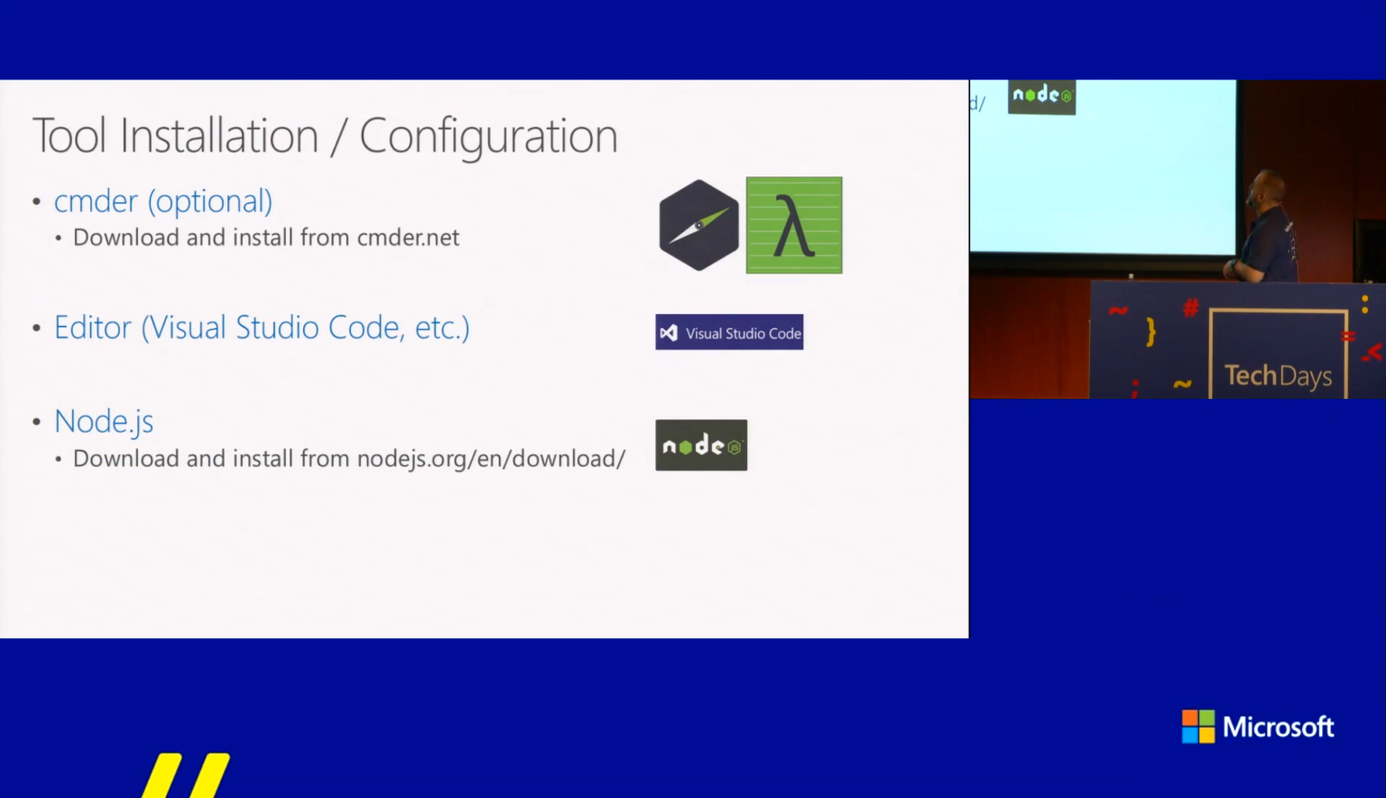So for a tool installation, I use cmder as a command prompt. You don't have to. You can use whatever your favorite is, like what comes with the OS, or if you install something else. Your editor, and Node.js, that's just a standard download for your Windows machines. When you need to update it, you can just install the latest version. It just does an update for you.